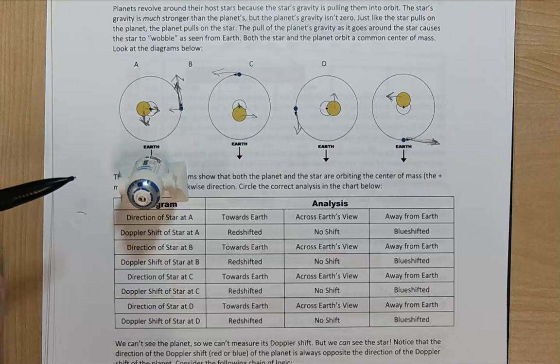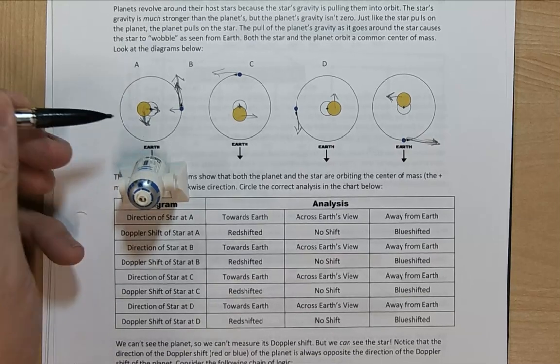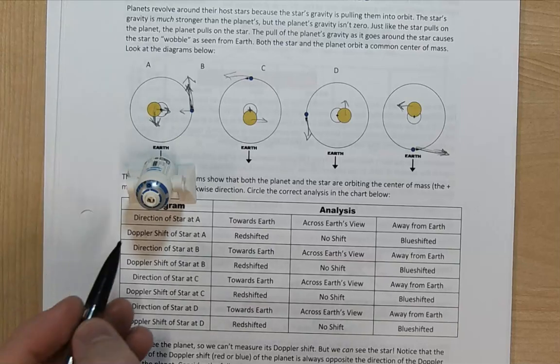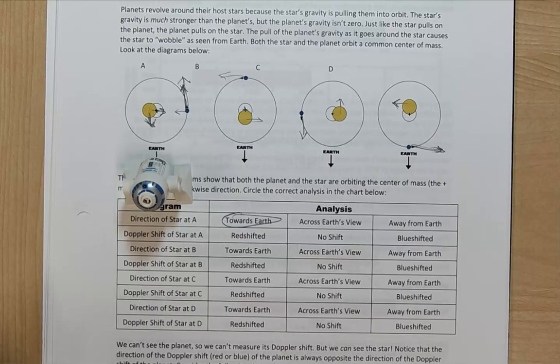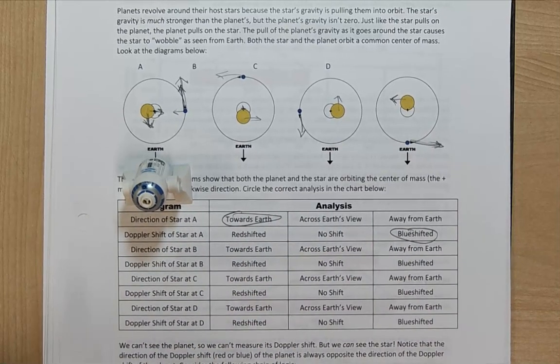So, in diagram A, the star is moving towards us, right, heading toward the Earth. And if the star is moving toward us at A, okay, it's moving toward the Earth. If the star is moving toward us, then its spectrum is going to be blue shifted.